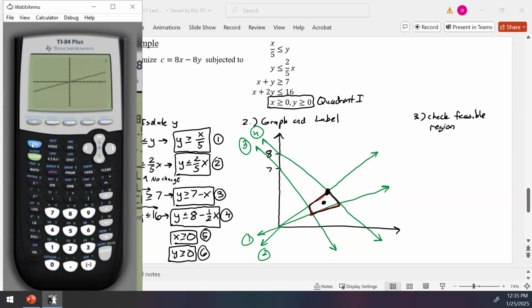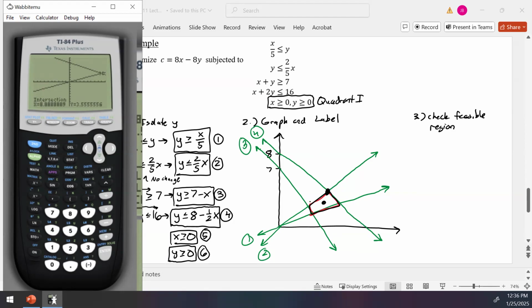And then I will do second trace. And then where do they intersect each other? Enter, enter, enter. 8.888 and then 3.555. So unfortunately they're fractions, but I can use that as a baseline. So it's going to be somewhere right here. So if I want to go slightly below, I would do 3. And for my x value, I will do like 8.7, right? Because that should be good enough.